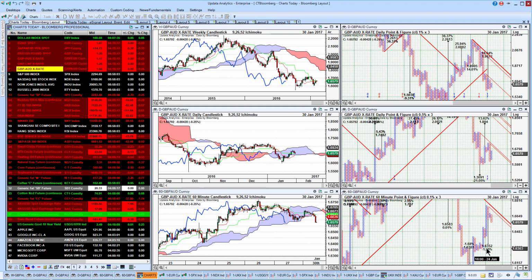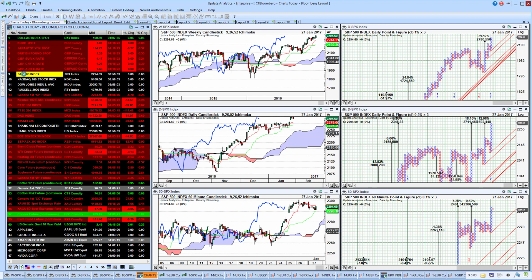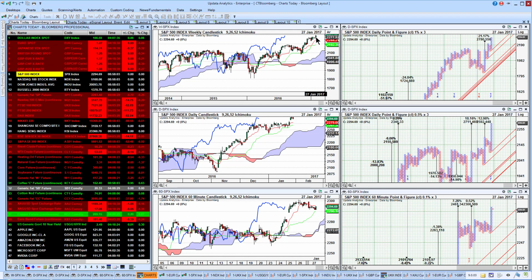New downside target of 163.52. Seeing quite a bit of volatility there, and that's quite key. Looking at stock markets, the S&P 500, a fairly benign close on Friday. We see that weekly candle there at the end of the chart.